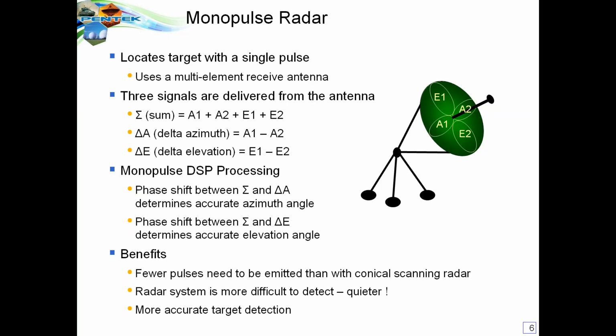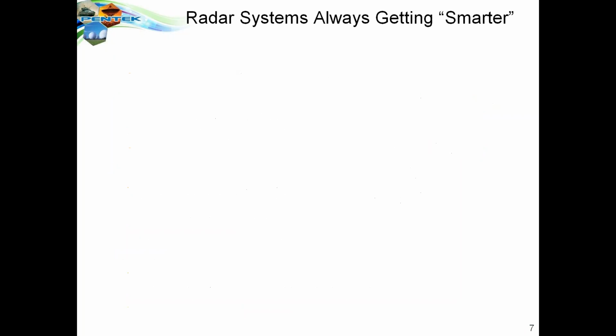And this makes the radar system more difficult to detect, or we say it's a quieter radar. And with the additional signal processing, it gives you more target detection accuracy.